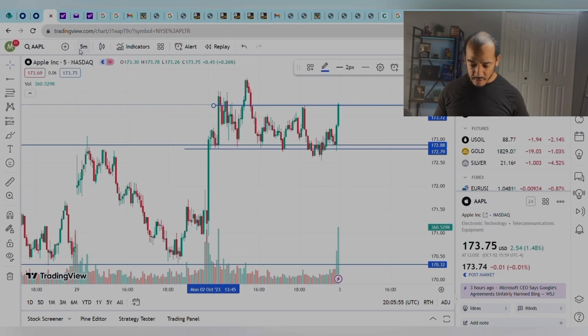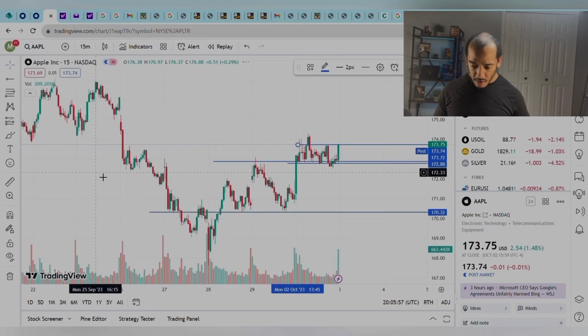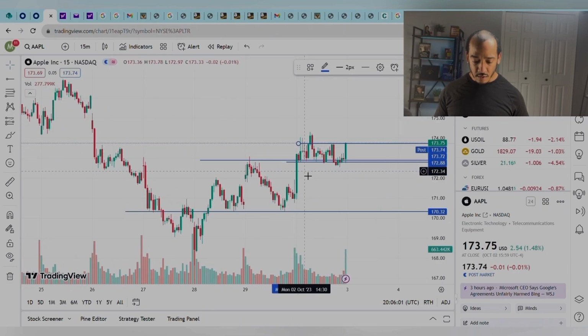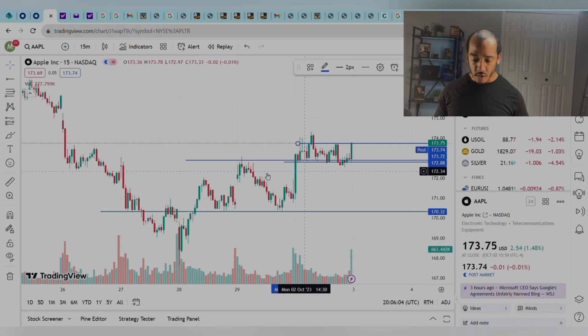So the 15-minute chart, already got some support and resistance lines on this one. As you can see, we have a nice support down here, and we have resistance here. It ended up breaking through on Apple on the 15-minute chart. It ended up breaking through resistance, and now resistance is support. So that's one example. Let me give you one more example on Tesla.